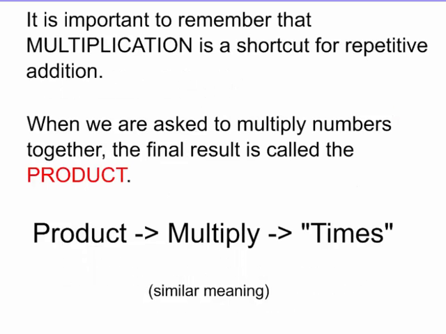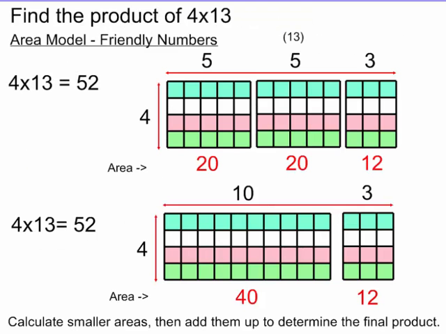So it's important to remember that multiplication is a shortcut for repetitive addition. So when we're asked to multiply numbers together, the final result is called a product. So product, multiply, times, those things all come from the same sort of family. So let's get right into it.